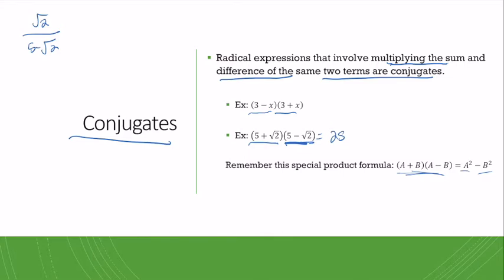So I get 25 minus 5 square root of 2 plus 5 square root of 2 minus the square root of 4. Well, that means everything simplifies. I get 25 minus 2, which is 23, which is no longer a radical number. So let's go ahead and practice rationalizing the denominator using conjugates.